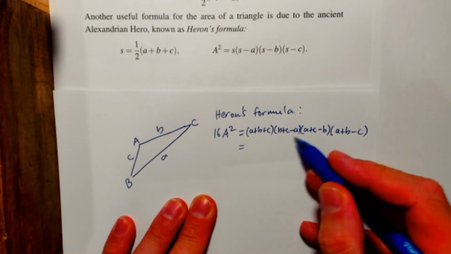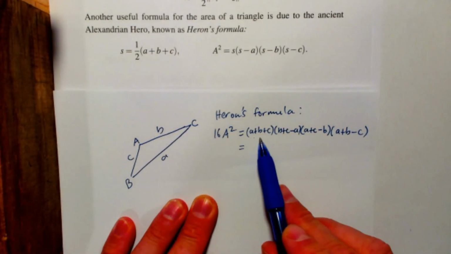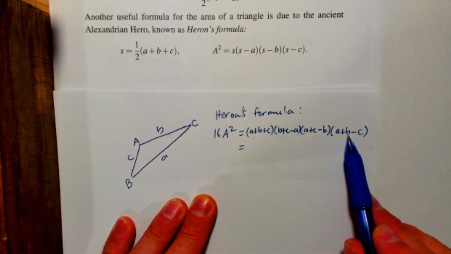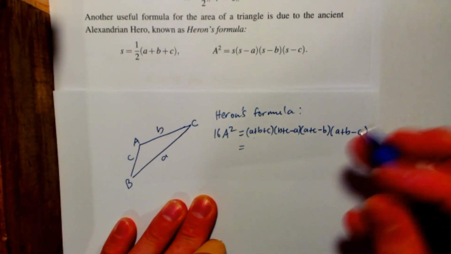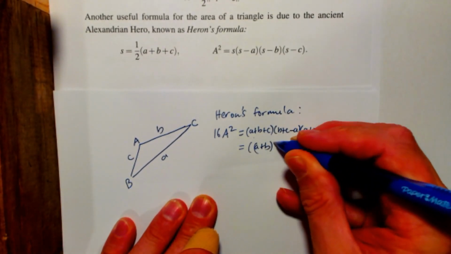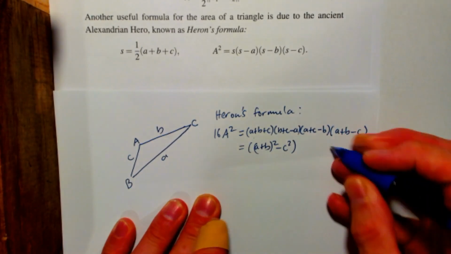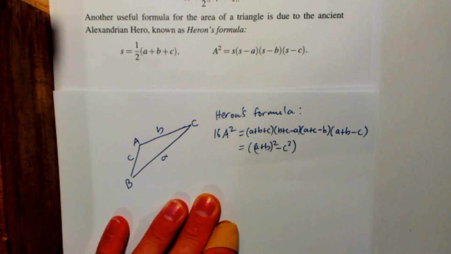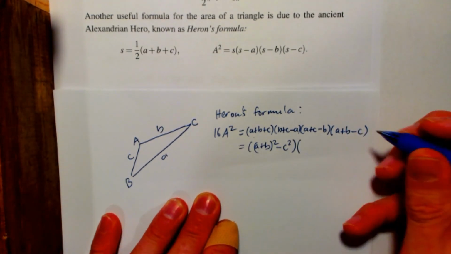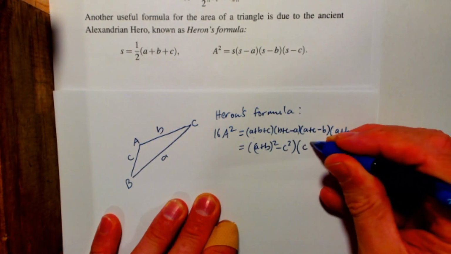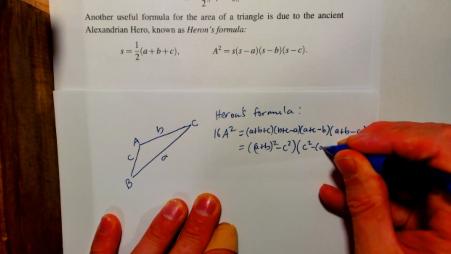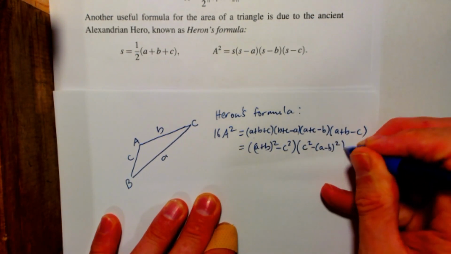So let's bring together this and this. Now we have a difference of two squares. So this is a plus b. We've got an a plus b over here, a plus c and a minus c here. So we can write that part as a plus b squared minus c squared. And then this part right here we can write as c squared minus, in brackets, a minus b squared.